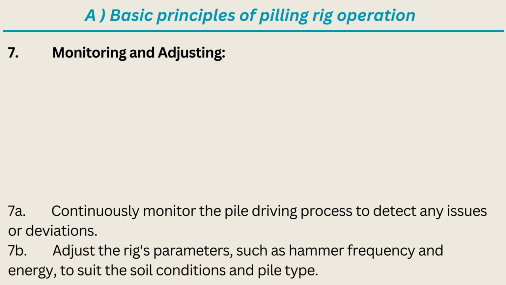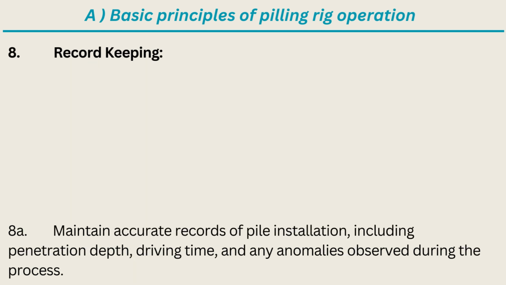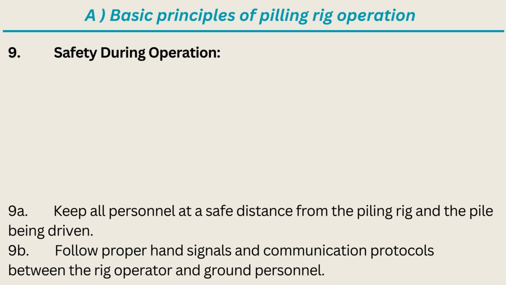7. Monitoring and adjusting. 7A. Continuously monitor the pile driving process to detect any issues or deviations. 7B. Adjust the rig's parameters such as hammer frequency and energy to suit the soil conditions and pile type. 8. Record keeping. 8A. Maintain accurate records of pile installation, including penetration depth, driving time, and any anomalies observed during the process. 9. Safety during operation.